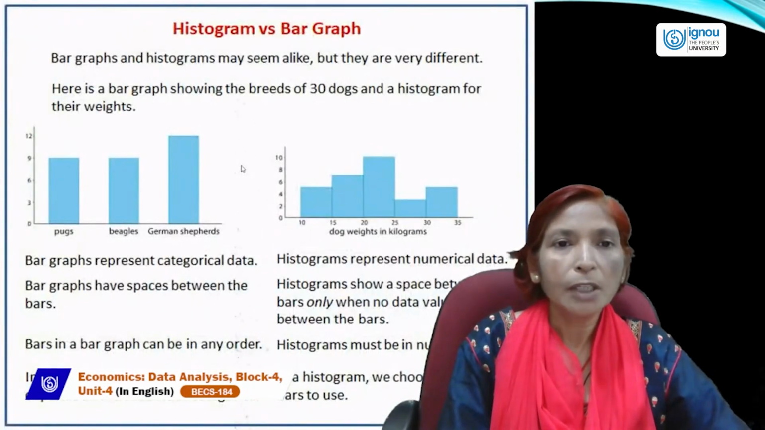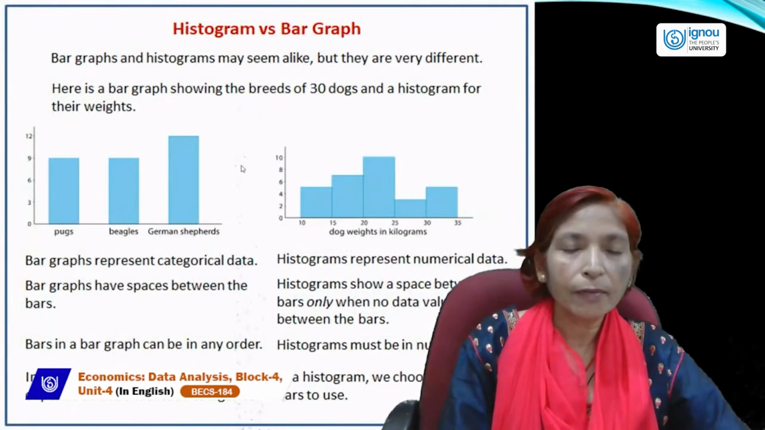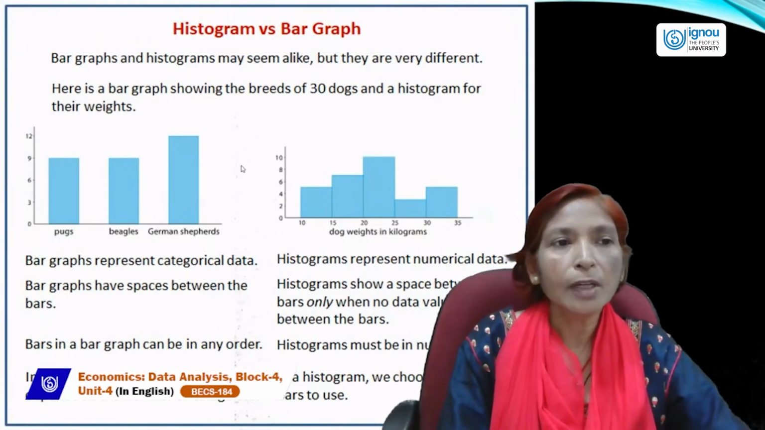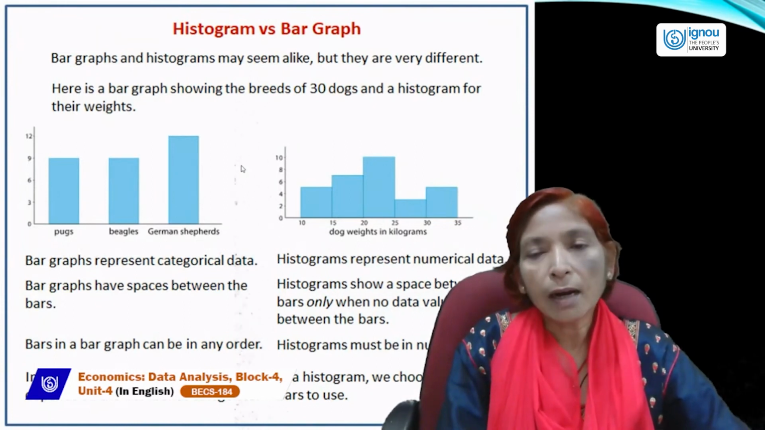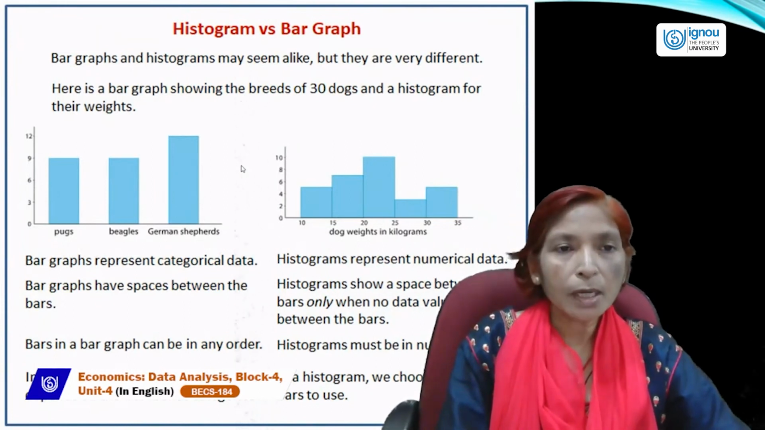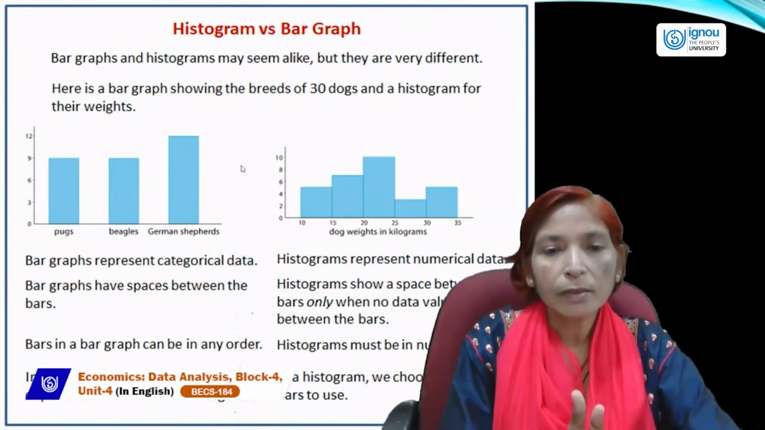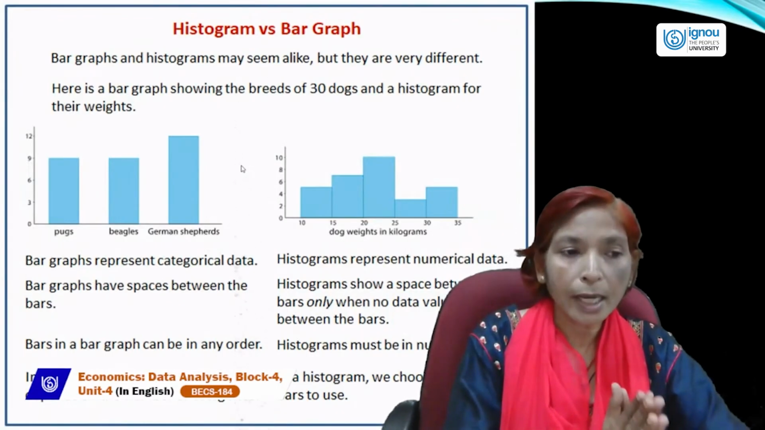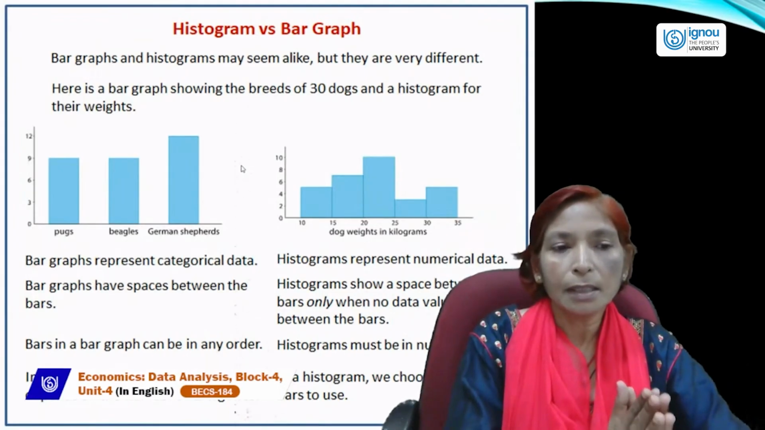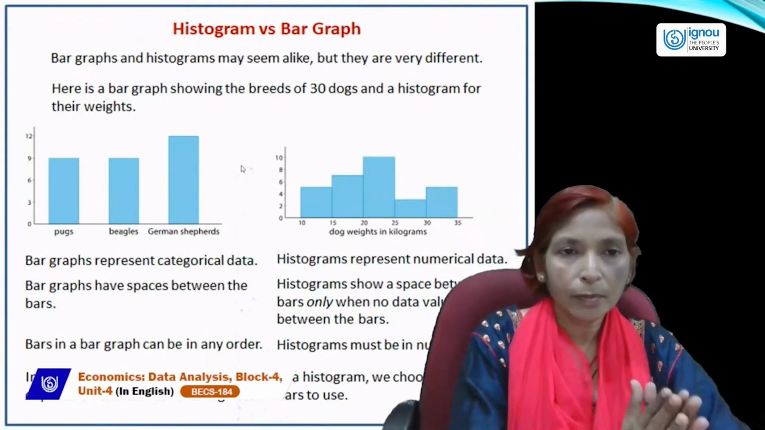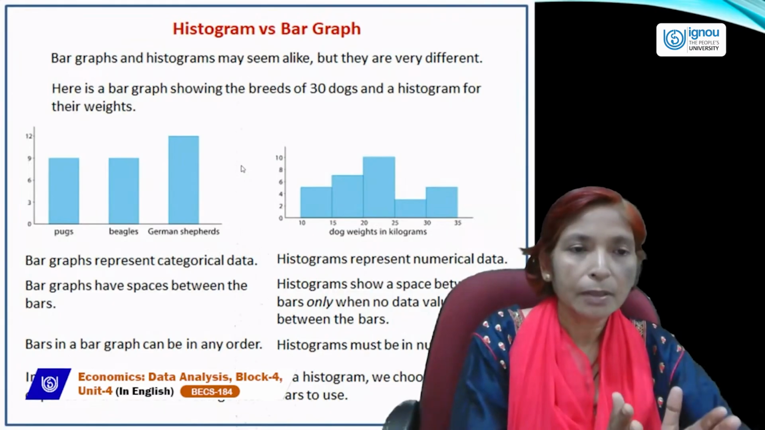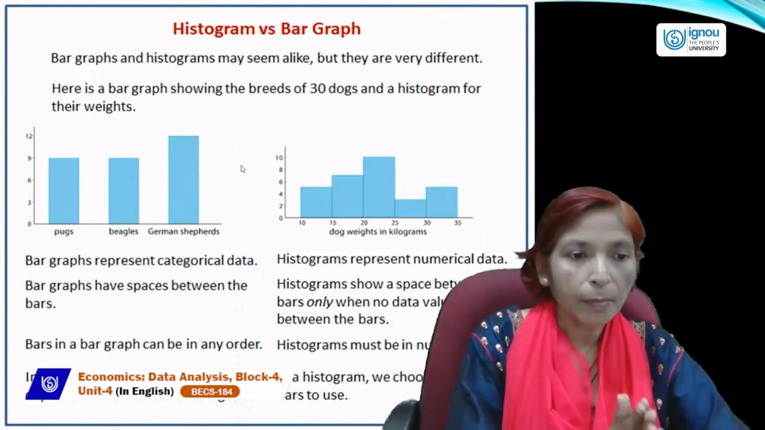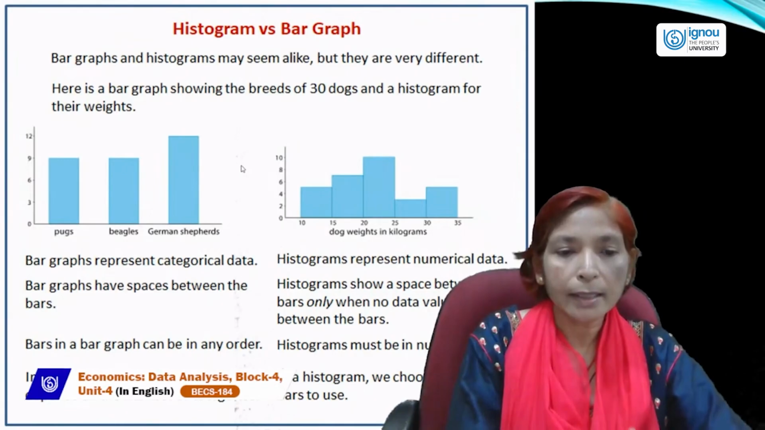Next is histogram versus bar graph. What is the difference between a histogram and a bar graph? Bar graphs and histograms may seem alike, but they are very different. Histograms are attached to each other, but bar graphs are not attached. Bar graphs are drawn with a particular gap. A bar graph represents categorical data.